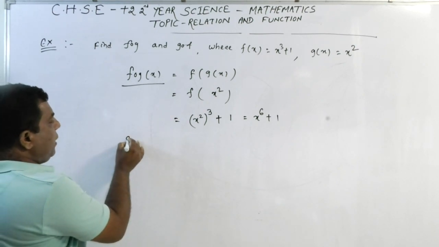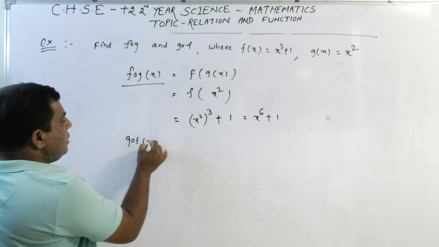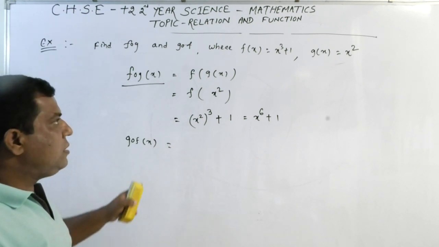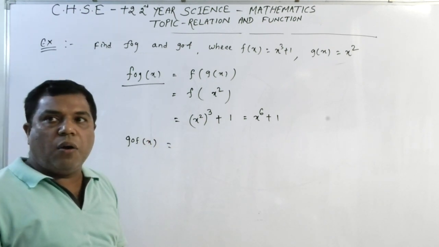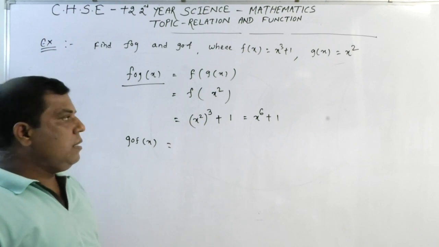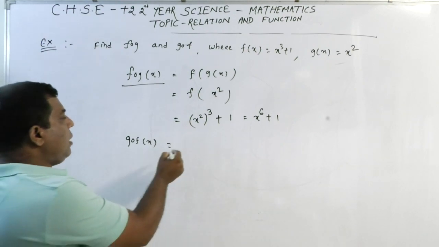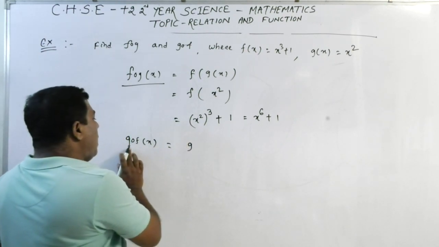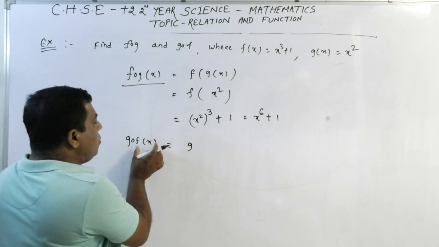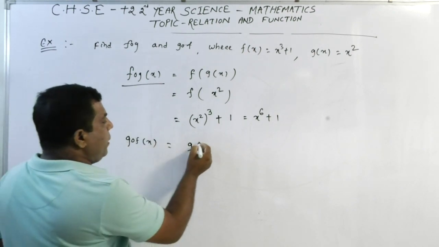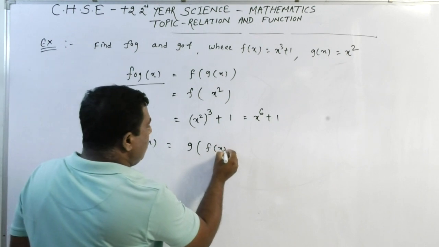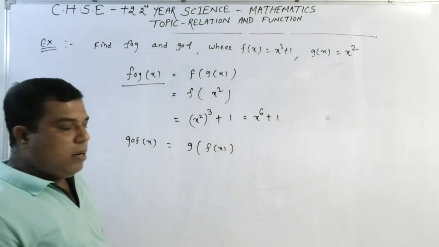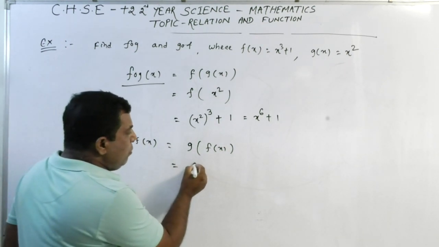So this is the way to define our result fog x. Now can we define gof x? Yes, my dear students, please try to think how to find gof x. Yes, you are correct. It is g operated on the functional value of f of x, that is g of f of x. Clear?